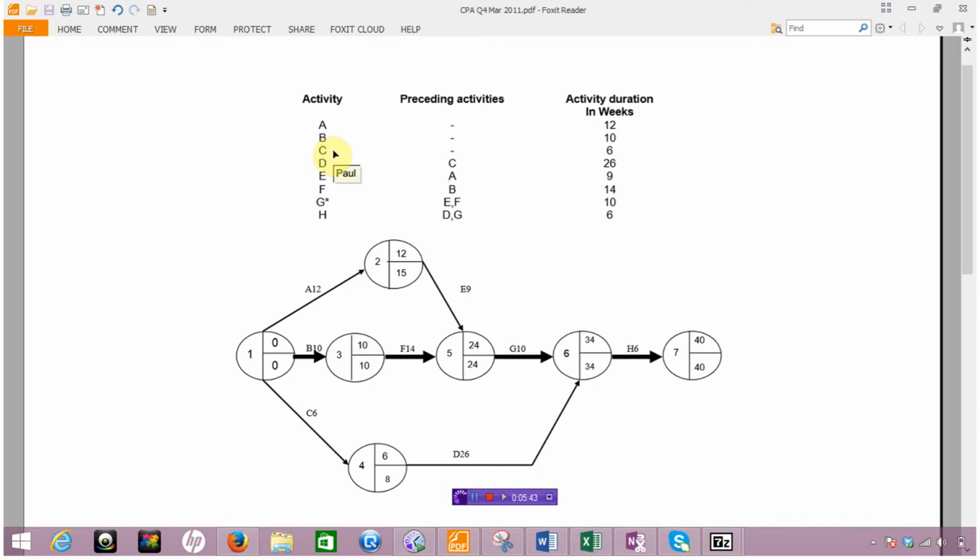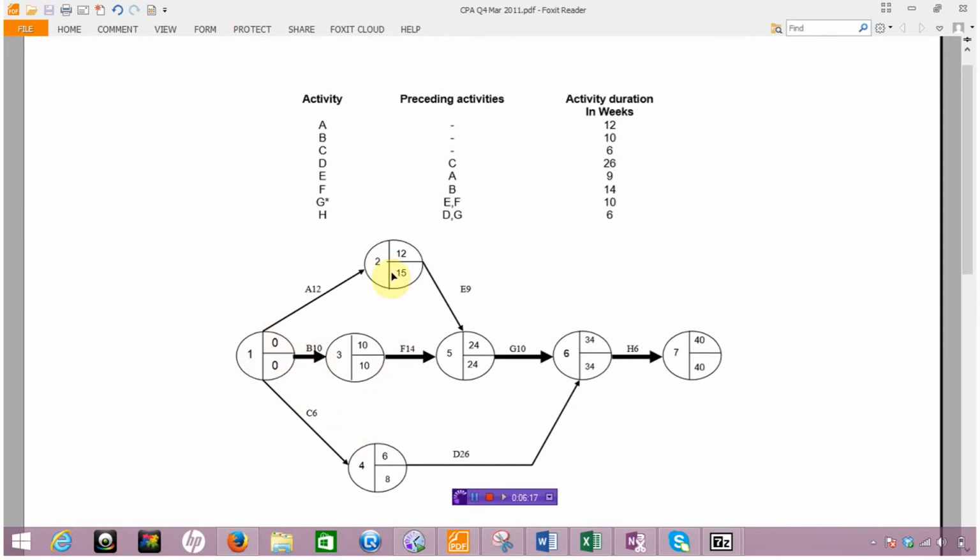We move on to C, and we see that C, again, has no preceding activity at all, so we can just draw that straight out here to the 4th node, as it were. And what are we looking to do? Well, we're looking to get this first EET box right. How do we do that? We look back on the previous node, the one before, and we see that if we add 0 plus 6, we get 6. So far we have 1 to 2, 1 to 3, and 1 to 4.